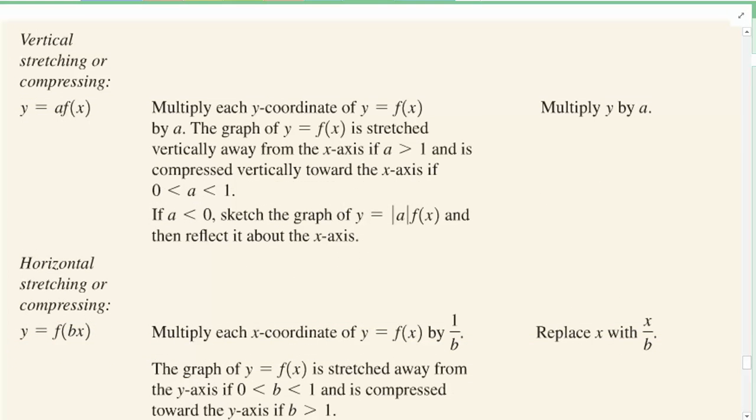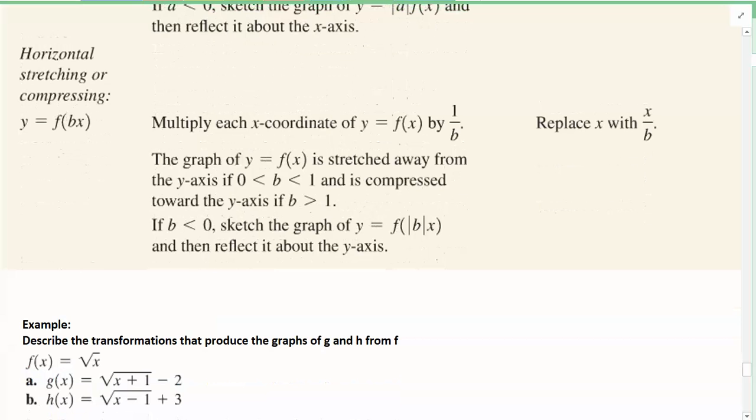If you want stretching, vertical stretching or compressing, you put a number on the outside, and it will actually stretch just like you think. If it's greater than 1, it's going to be a stretch. If it's between 0 and 1, it's going to make it shorter. On horizontal stretching or compressing, it's kind of the opposite of what you would think. Let's say the graph of y equals f of x is stretched away from the y-axis if your value is between 0 and 1, and it's compressed towards the y-axis if your value is greater than 1.